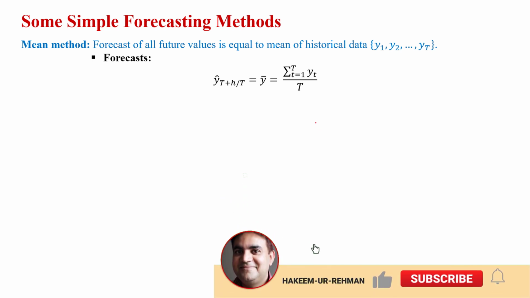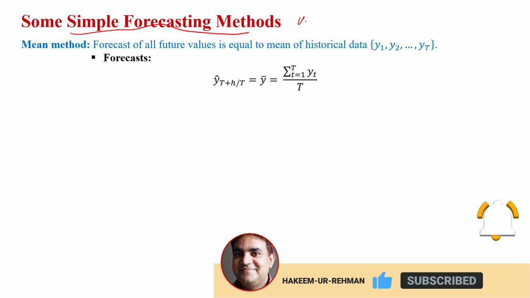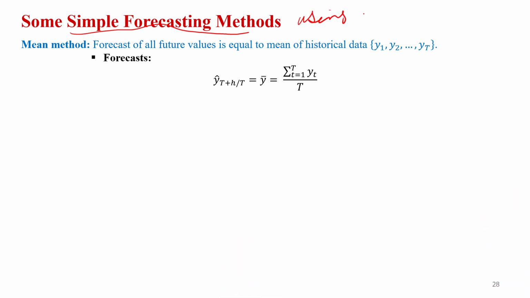Welcome. In this video lecture, I am going to talk about some simple forecasting methods using R. We will also discuss how we can calculate the in-sample forecast error, as well as how we can calculate the out-of-sample forecast errors. And then we are going to compare those methods to see which method is suitable for the particular data set.